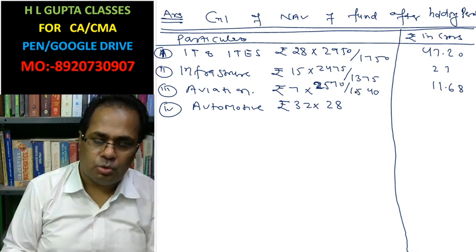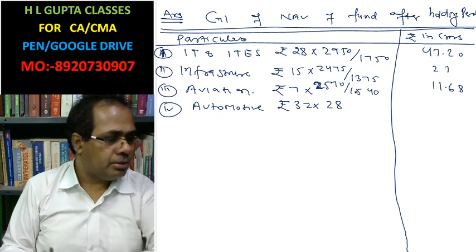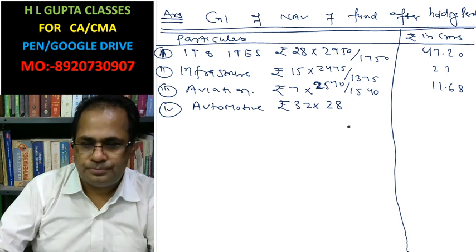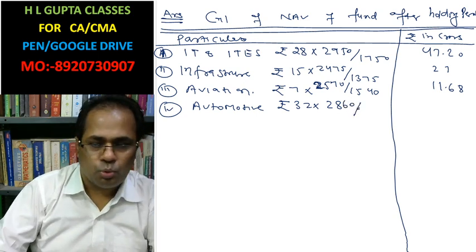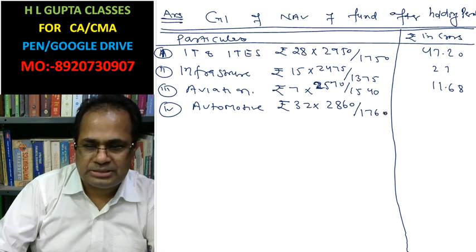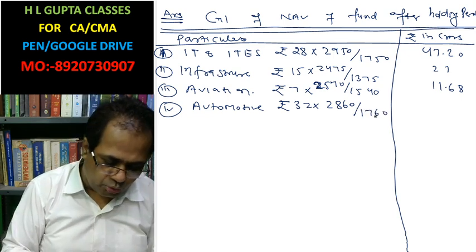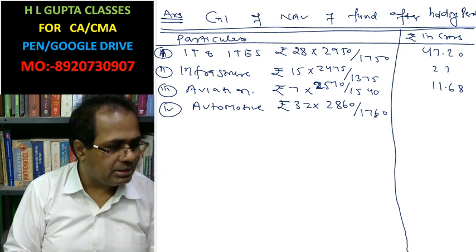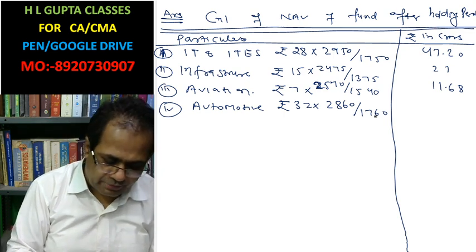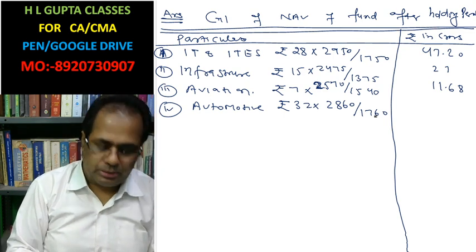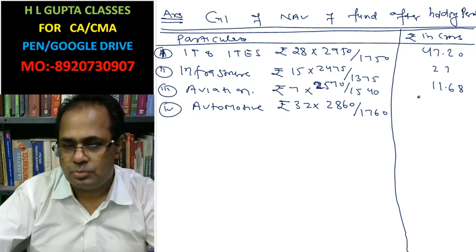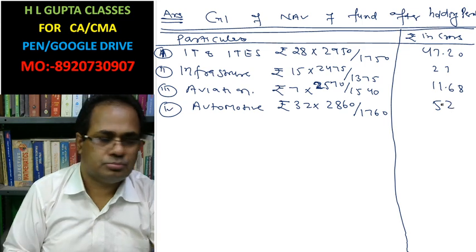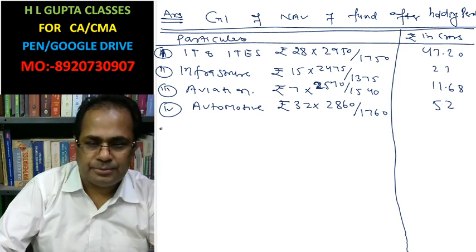Okay. Now in automotive, 2860 divided by 1760. 32 into 2860 divided by 1760. This is 52. This is 52. Now banking.